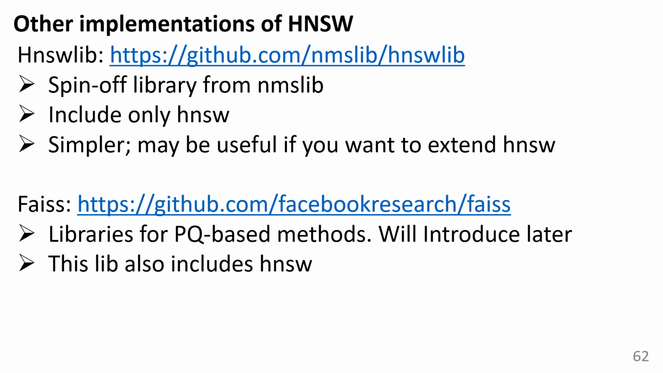Okay, since HNSW is super strong, there are two other implementations. This library, HNSW-lib, is a spin-off library from the NMSLib I explained in the previous slide. It includes only HNSW, so it may be simpler, and you can use it if you want to extend this algorithm. And this is Faiss again. Faiss also implements HNSW. Okay.